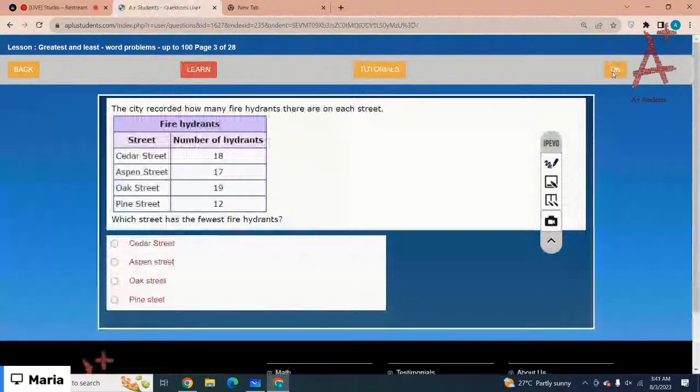Okay, the city recorded how many fire hydrants there are on each street. Which street has the fewest fire hydrants? So, which is the correct option? The least one. That means you have to find the minimum number. The least number, the smallest number is 12, right? And 12 corresponds to Pine Street. That means Pine Street has the fewest fire hydrants, right?